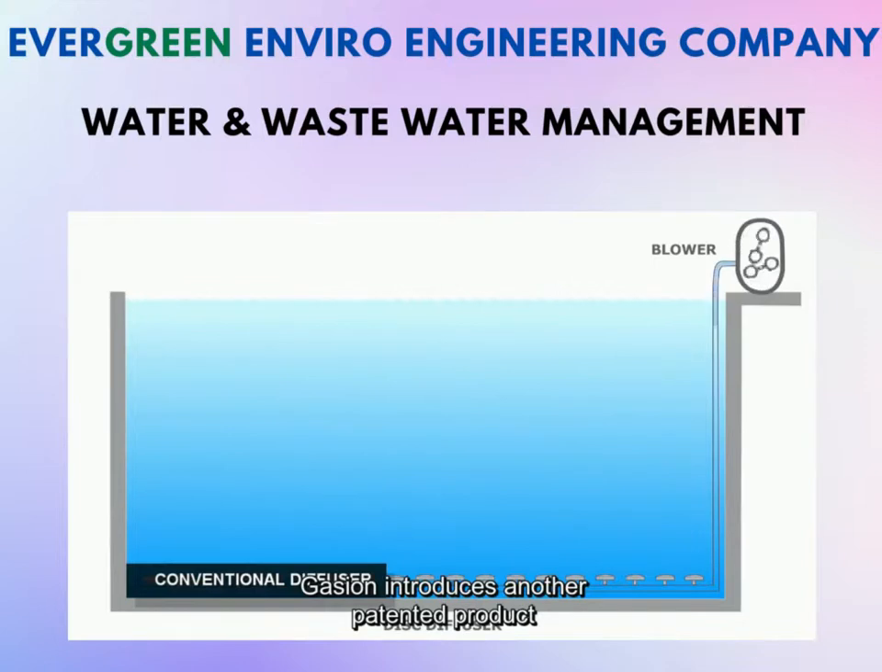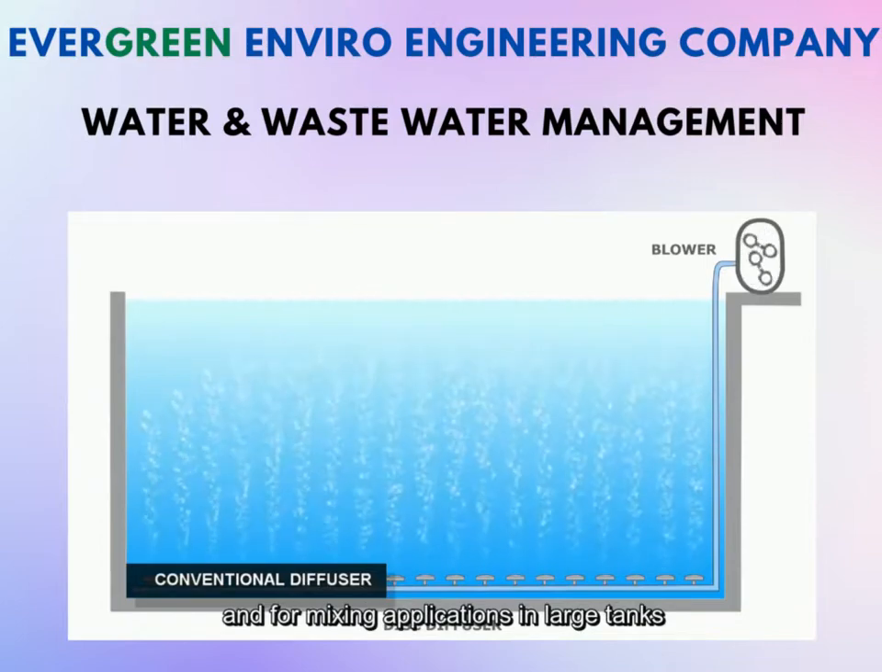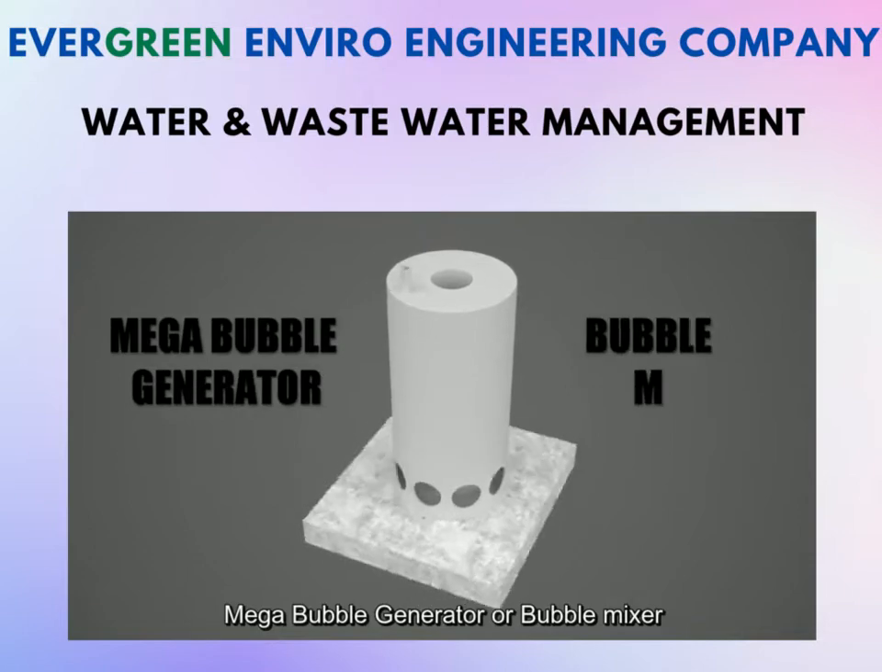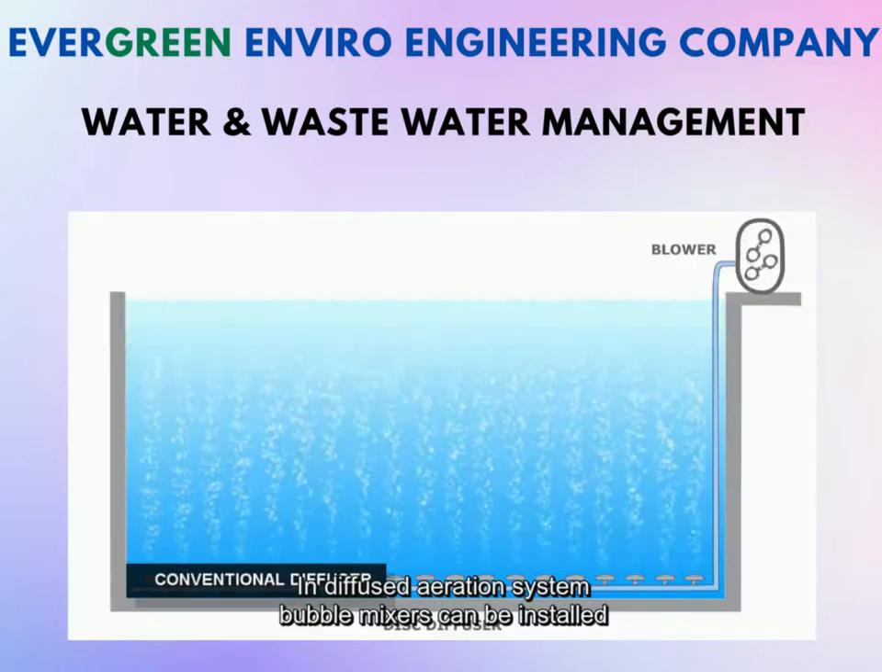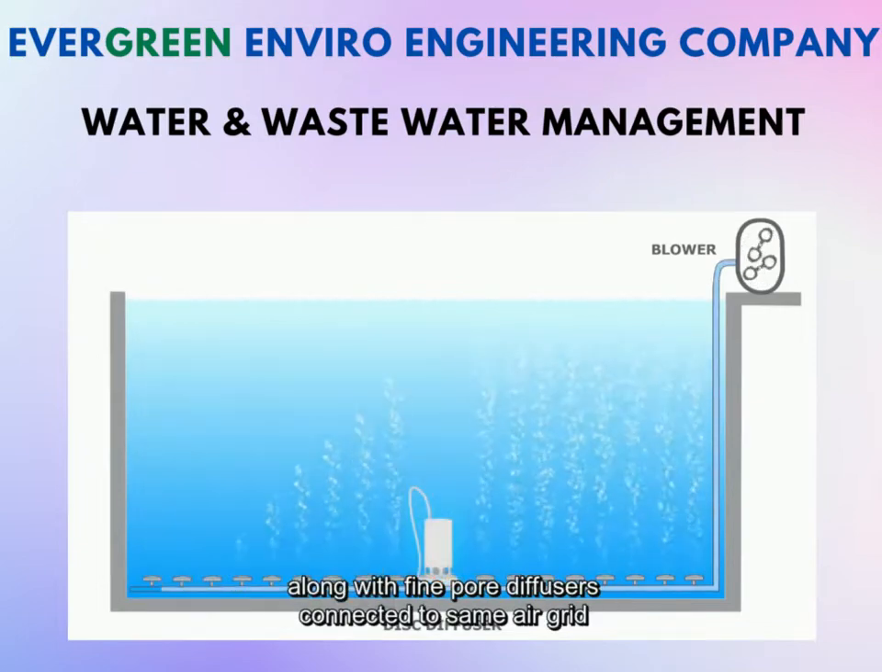Aeration introduces another patented product for improving efficiency in diffused aeration systems, and for mixing applications in large tanks: the Mega Bubble Generator, or Bubble Mixer. In a diffused aeration system, bubble mixers can be installed along with fine pore diffusers, connected to the same air grid.